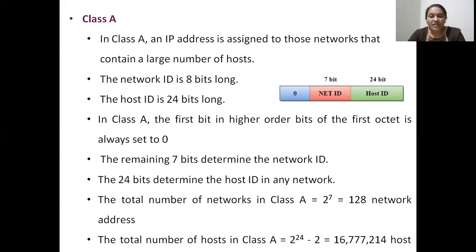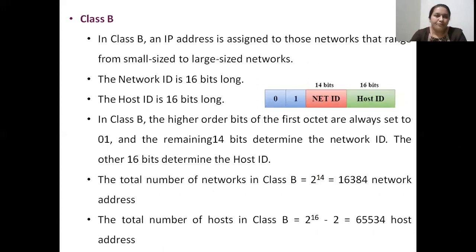The total number of hosts in class A is equal to 2 power 24 minus 2, which is 16,777,214 hosts. So it can generate these many unique host addresses. Hence, it can support those many hosts in a particular network. So it can support around 1,67,77,214 host nodes by uniquely addressing them.